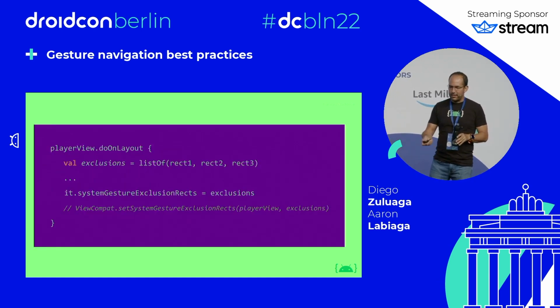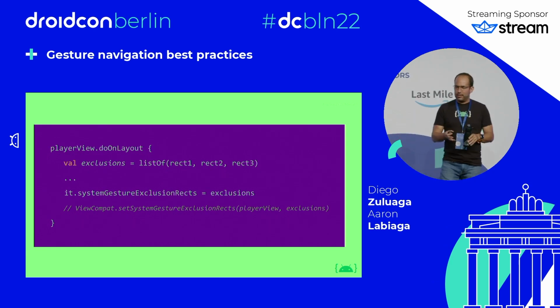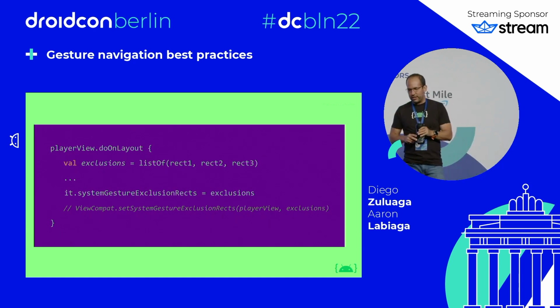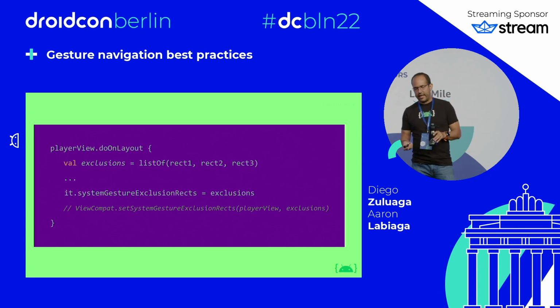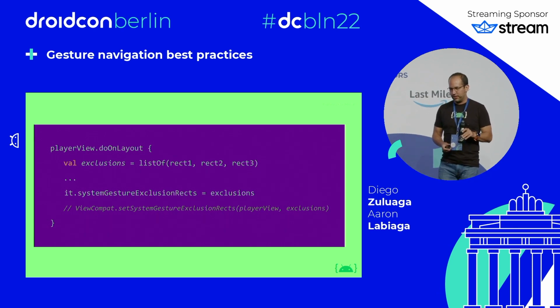And last is, this is an example that in some cases, apps implement it using layouts. So if you don't want to create a new class or extend from any class, you can use onLayout, and it's the same thing. You set it at the view level, or you use the ViewCompat static function setSystemGestureExclusionRects, and you pass the view.